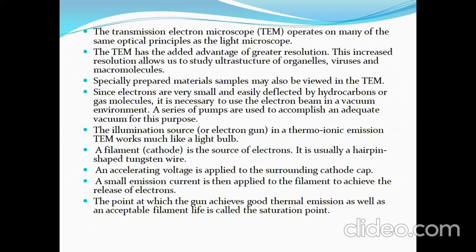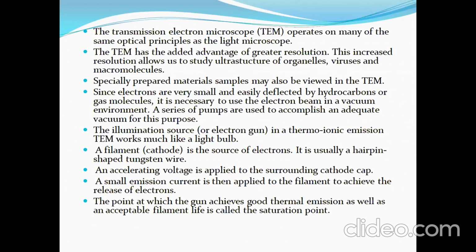The illumination source, or the electron gun, is a thermionic emission source. In thermionic emission, the TEM works much like a light bulb. A filament is the source of electrons. It is usually a hairpin-shaped tungsten wire. An accelerating voltage is applied to the surrounding cathode cap. A small emission current is then applied to the filament to achieve the release of electrons.